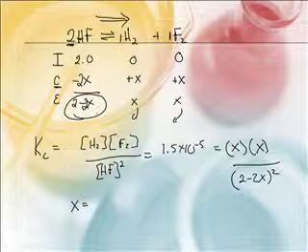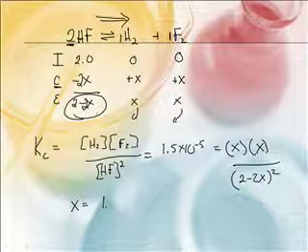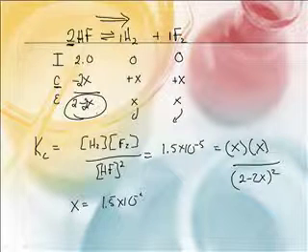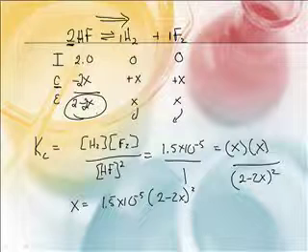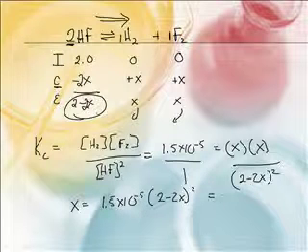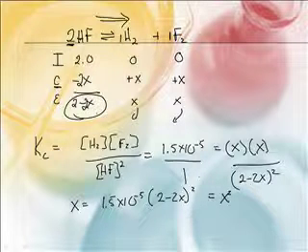Now this has squared terms in it. So we would take 1.5 times 10 to the minus 5, and I'm going to cross multiply, times that by 2 minus 2x squared. And that would be equal to x times x, of course that's just x squared.